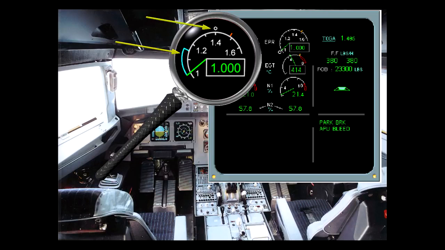The white circle represents the predicted EPR. It will correspond to the thrust lever position, TLA. The amber mark is the max EPR limit. It will correspond to the EPR allowable in the TOGA detent.